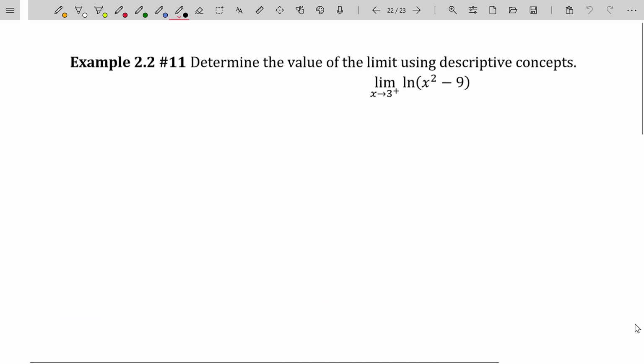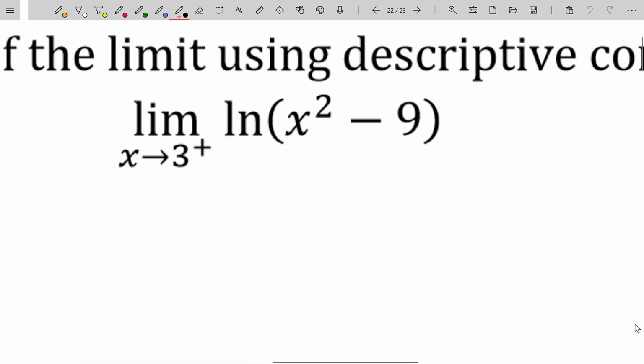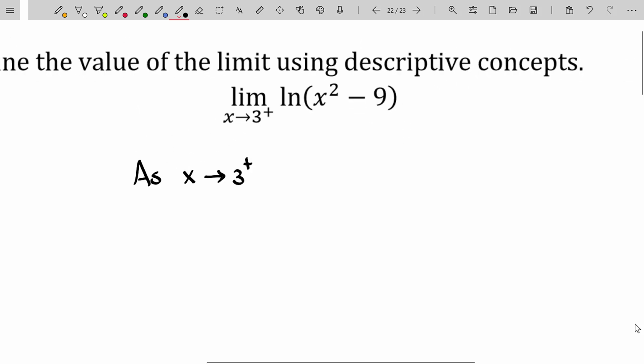The limit as x approaches 3 from above. So this is a single-sided limit, so there's only one thing we can do here, evaluate that single-sided limit. And the limit is of the natural log of x squared minus 9. Again, I'll take this in pieces. As x is approaching 3, but from the positive side, or from the right-hand side, I should say, x squared is approaching 9. However, it's approaching 9 from above. That's critical to note here, because if it approaches 9 from below, there's going to be an issue, and I'll showcase that in a moment.